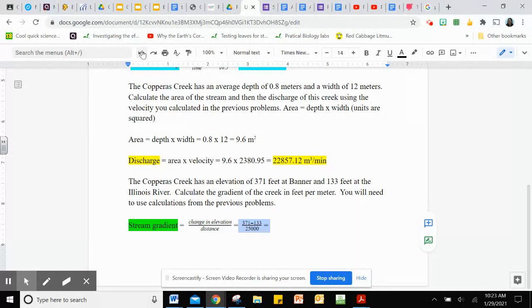When we do, we're going to put in our elevation. Our highest elevation is 371. Our lowest is 133. So we're going to subtract. We're going to take 371 and subtract 133. And then our distance from the very first problem, if you remember, was 25,000 meters. So when we solve this, we have to solve the top first. We get 238 divided by our distance of 25,000 meters. Use a calculator to solve that. You're going to get 0.00952 feet per minute. Hopefully this helps you figure out how to do the other half of the problems, which deal with Big Creek.